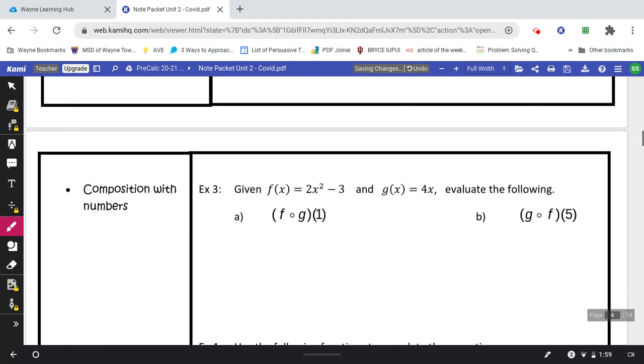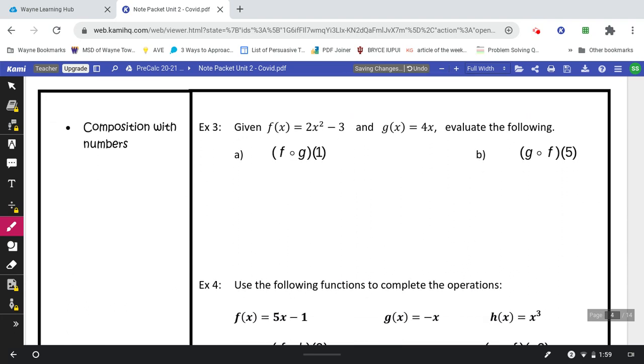On the back side, we're going to talk about the same thing, composition, but with numbers this time. So this is actually easier to do with numbers, just because numbers are easier to work with than variables. So we're going to do f of x and g of x. They give us two new functions. I can also write this as f of g of 1. And I'm just going to kind of work backwards. I'm going to plug 1 into the g function. So this is my g function. I'm going to multiply 4 times 1, and I get 4.